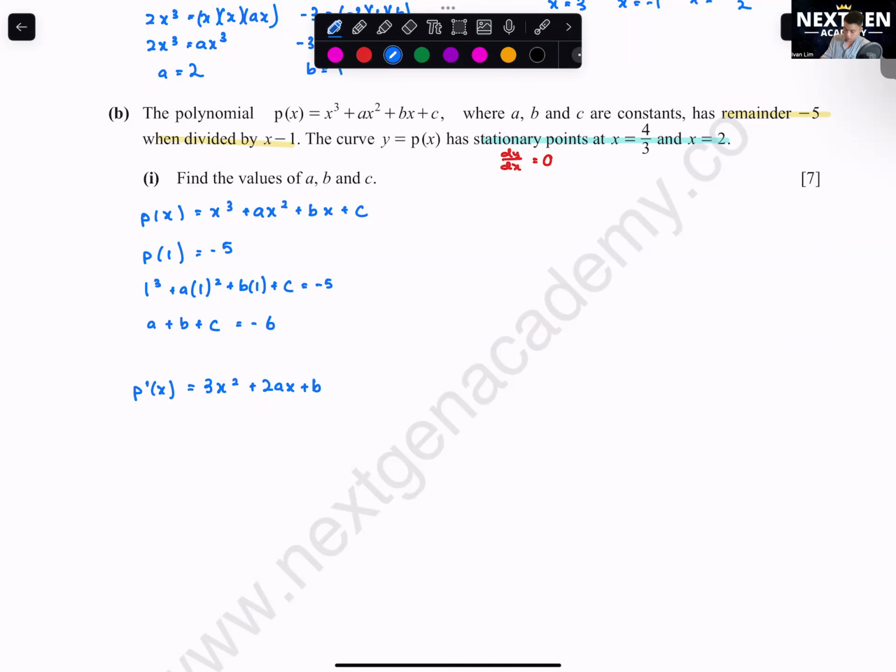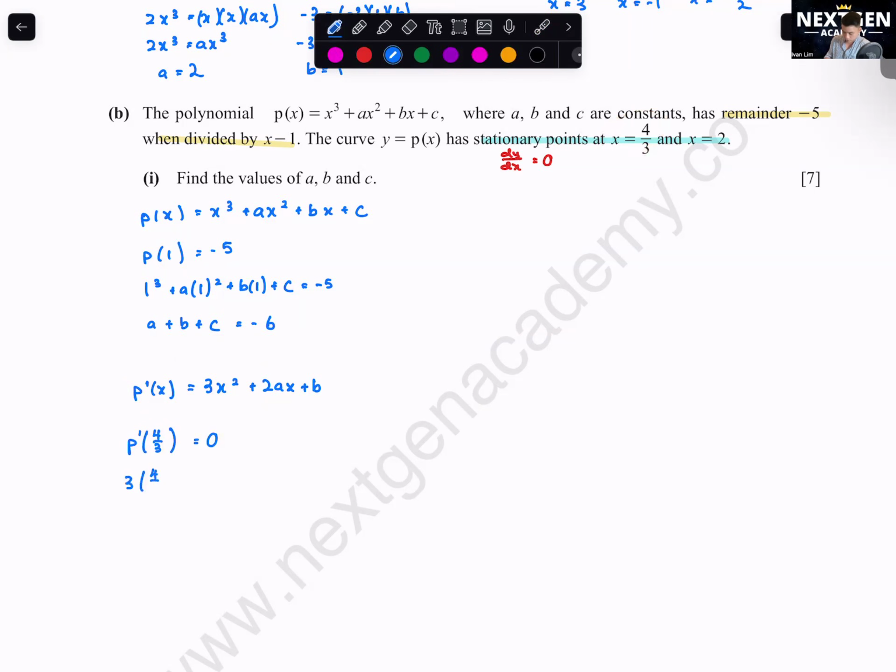Okay. They say that when we substitute this and this, it will be a stationary point. That means I substitute x equals 4 over 3. This value will be equal to 0 because dy over dx will be equal to 0. So p prime 4 over 3 will be equal to 0.